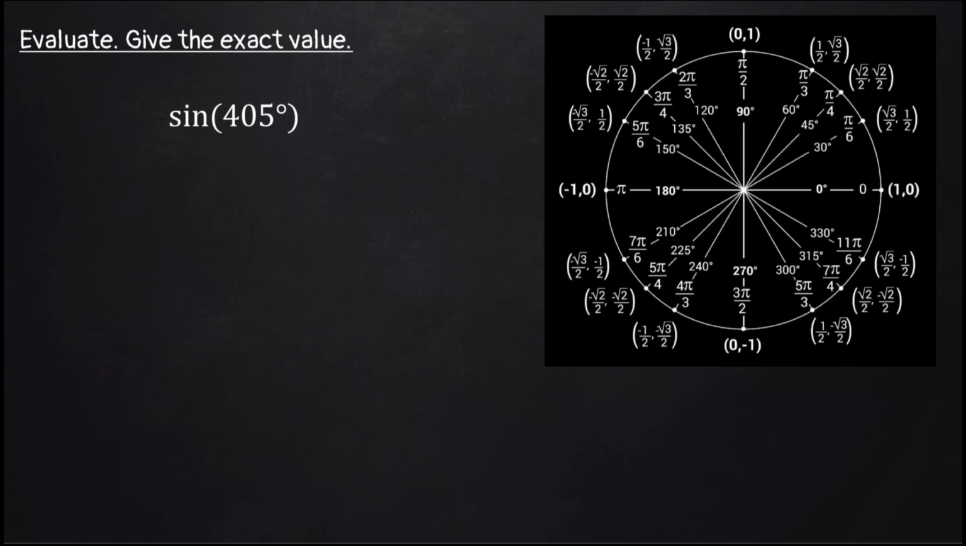So here we have 405 degrees, but because this is larger than 360, we want to subtract so we can figure out where exactly our angle is in our unit circle. So we're going to be looking at 45 degrees. So what we're trying to do is find the sine of 45 degrees.